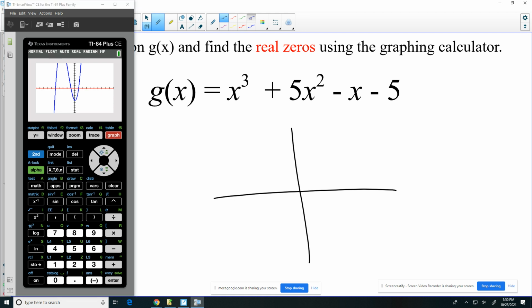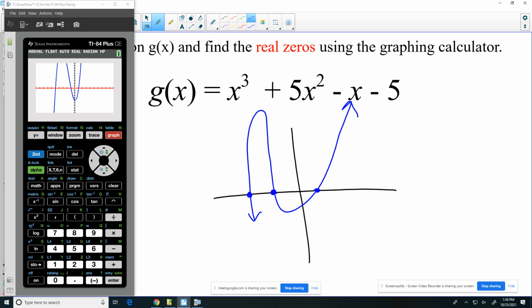When you do your sketch, you're going to notice that this is a cubic. Put arrows at the end because you guys know, or you should know, the basic shape of a cubic is staying alive. It's going up and it's going down on the opposite ends. And then you can go ahead and put in your 3 points.